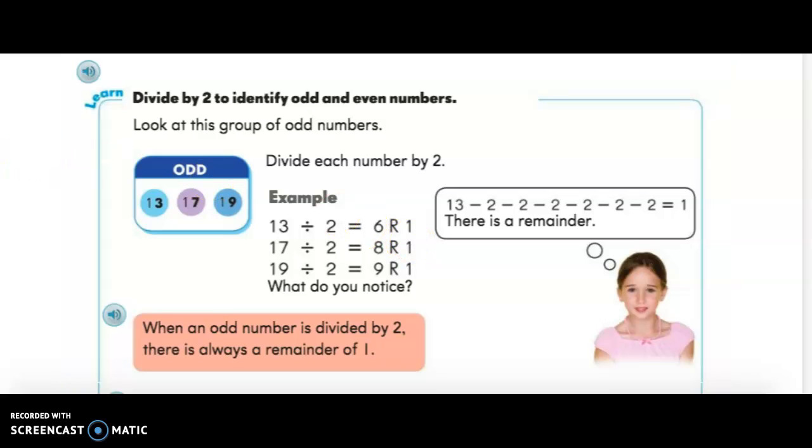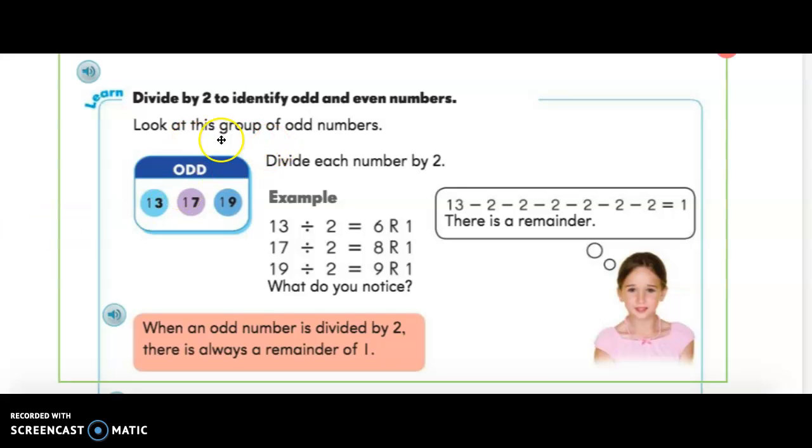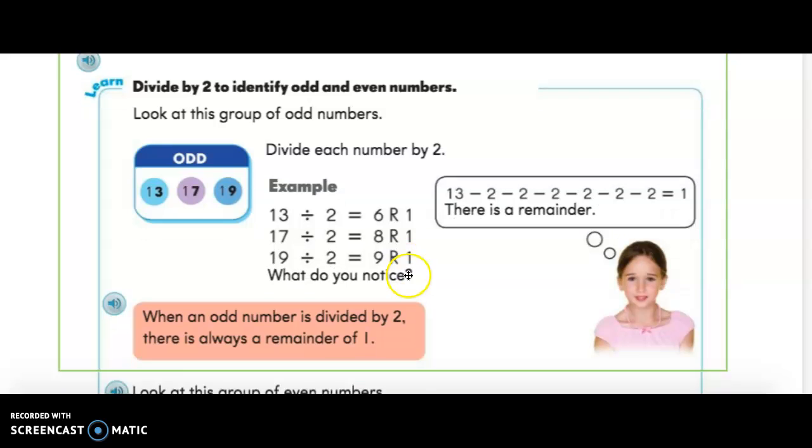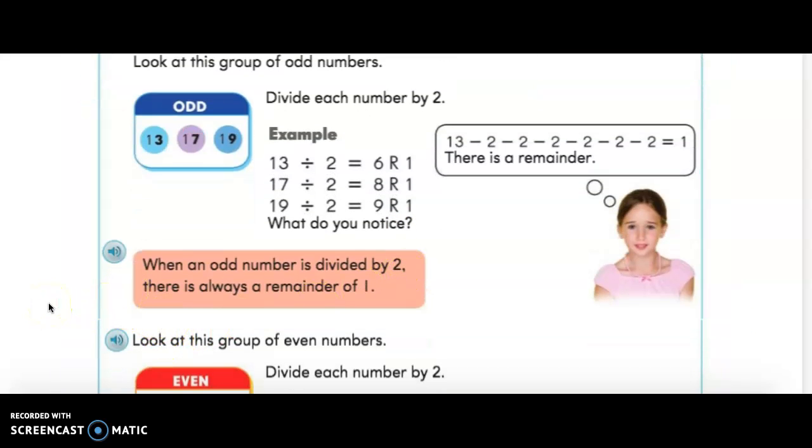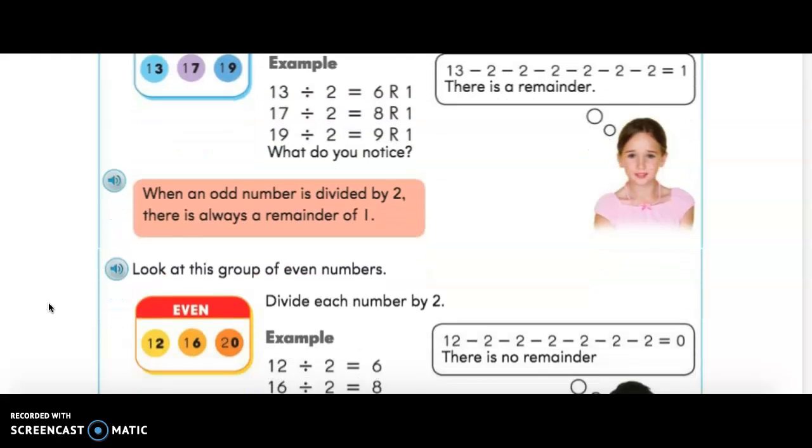So divide by 2 to identify odd and even numbers. I mentioned this before in a previous lesson. Look at this group of odd numbers, and divide each number by 2. If we divide 13 by 2, we would have a remainder of 1. If we divide 17 by 2, we still would have a remainder of 1, and same thing with 19. So when an odd number is divided by 2, there's always going to be that remainder of 1.